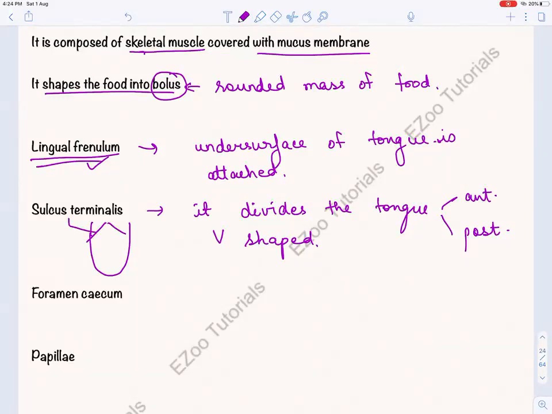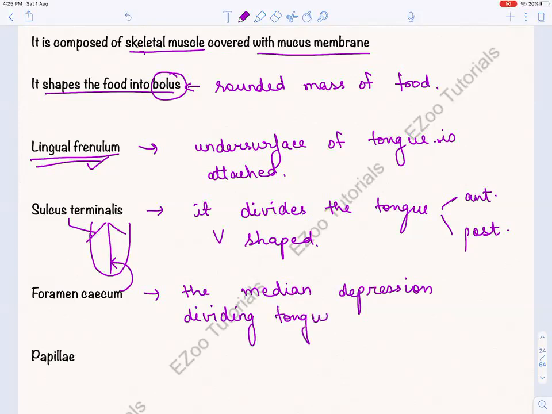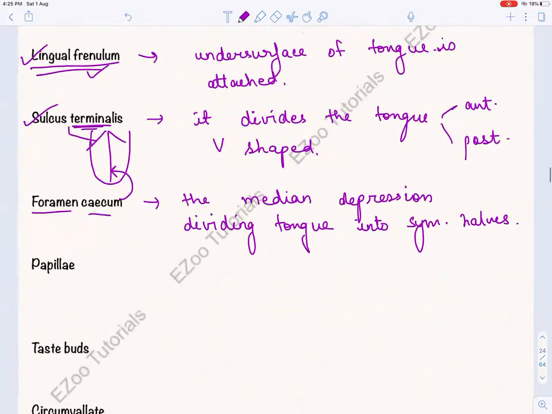What is the foramen caecum? It is the median depression. Okay, so these are a few words that you should know. It is a median depression. It is dividing the tongue into what? Into symmetrical halves. Okay, easy to understand. Lingual frenulum, sulcus terminalis, terminalis, anterior and posterior portions, foramen caecum, and then papillae.